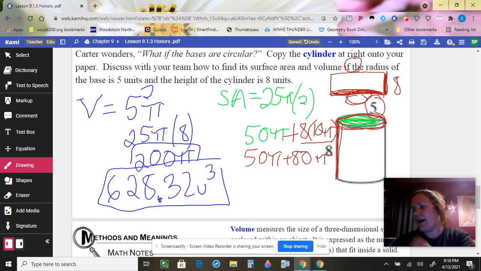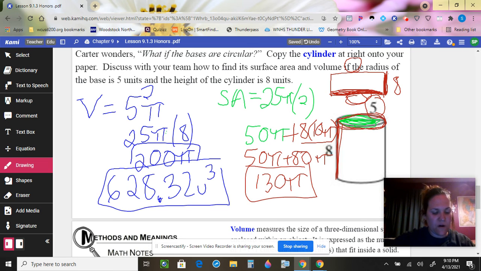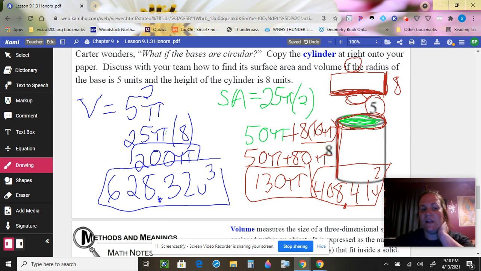So then 50 pi plus 80 pi is 130 pi. So that could be one answer. Or if I wanted to write it as a decimal, my decimal would be 408.41. I want you guys to change that 0 to a 1. And again, this would be units squared. So this is really good practice for us.